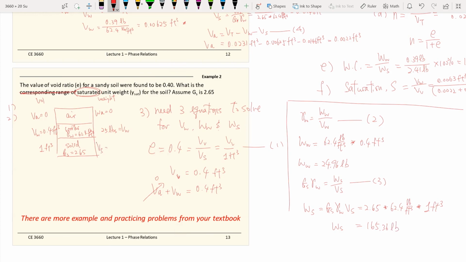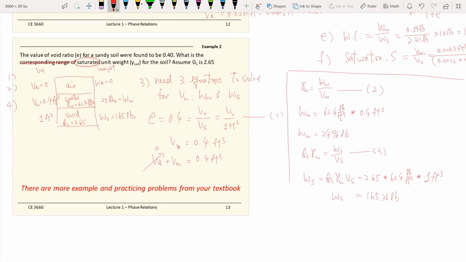So we solve for this too. Sorry, this is not V sub S, this is the weight. So this is the weight of the water, and the weight of the solid will be equal to roughly 165 pounds. So then we finish step number 4. We have completed the phase diagram.